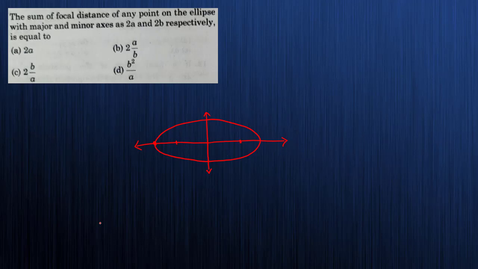See, focal distance of any point. Let's consider I have one point P here, P (m, n). Focal distance of any point means the distance of the point from both the foci. So this is d1 and this is d2. It is S and S dash, you can consider anything. What is the sum d1 plus d2 equal to, they are asking. So d1 plus d2 equals what? This is the sum of the focal distances.